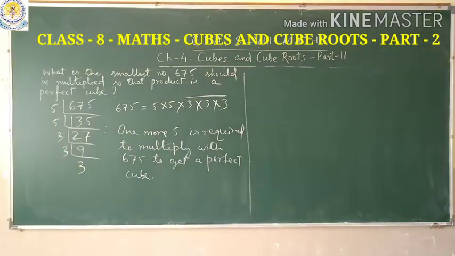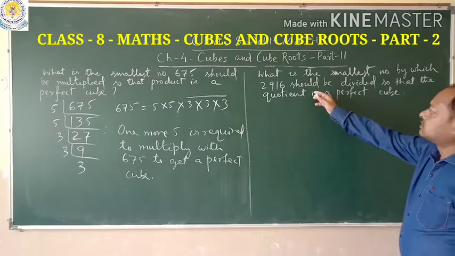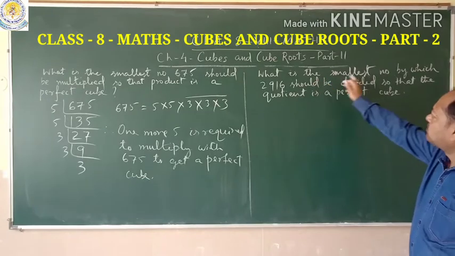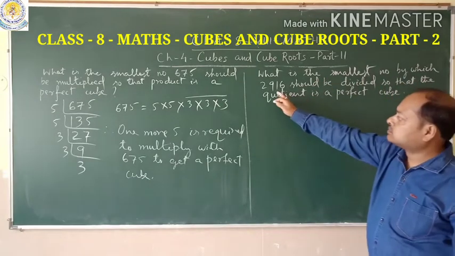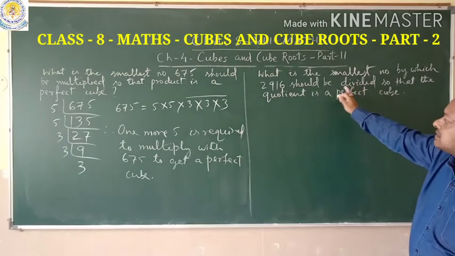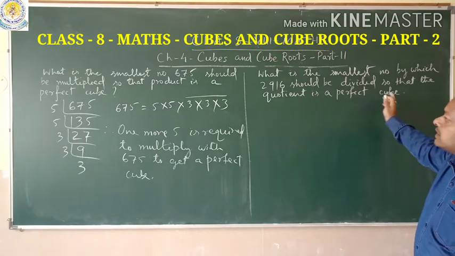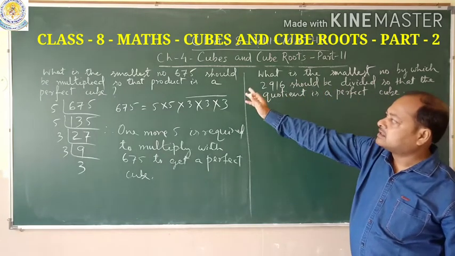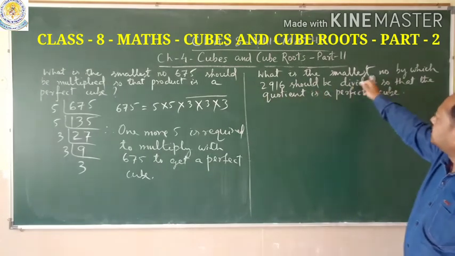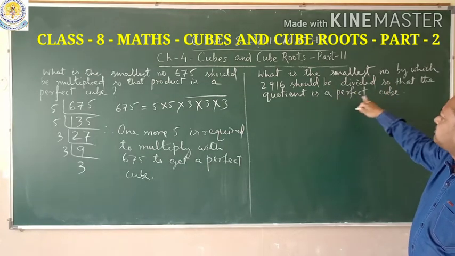Okay. Now look at this question. The question says, what is the smallest number by which 2916 should be divided? See the difference? It should be divided so that the quotient is a perfect cube. In the last question it is told that it should be multiplied, but it is saying here that it should be divided so that the quotient is a perfect cube.